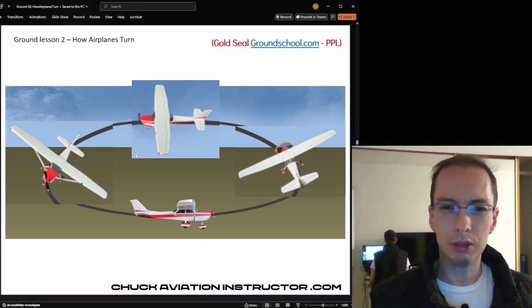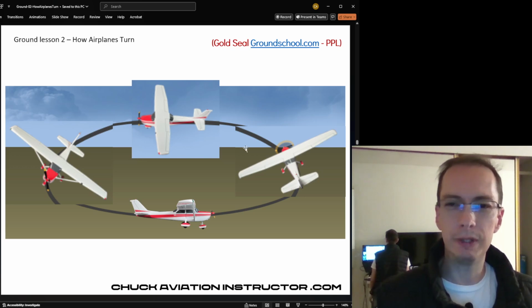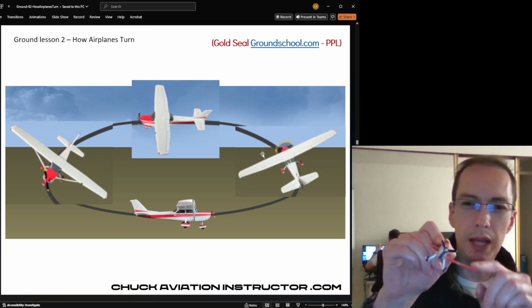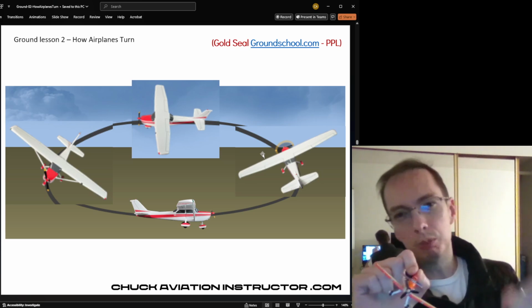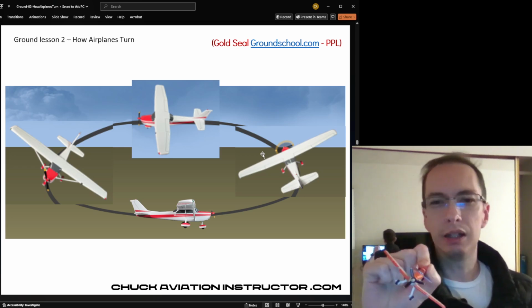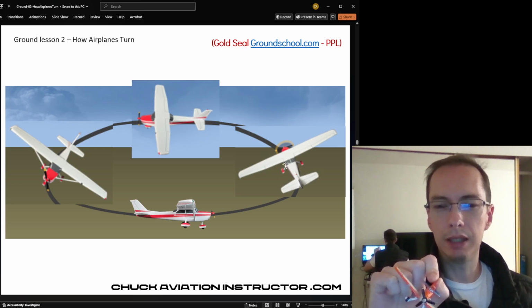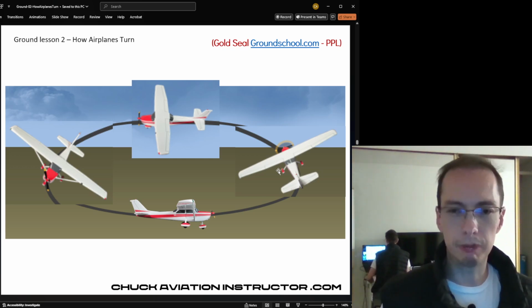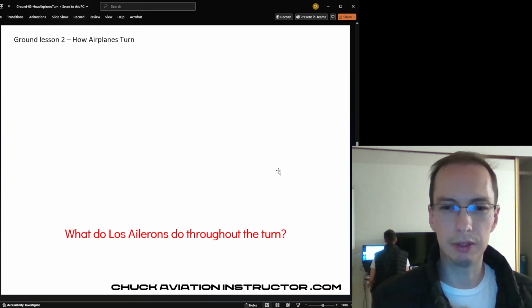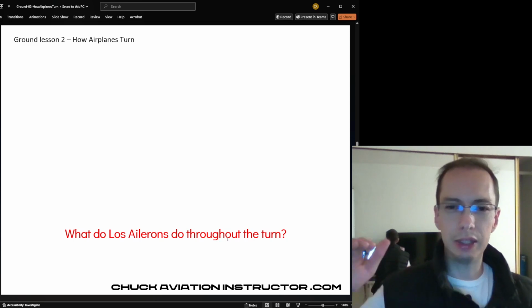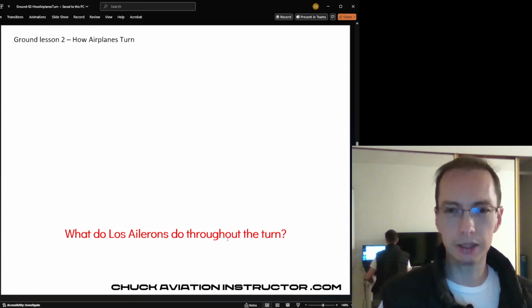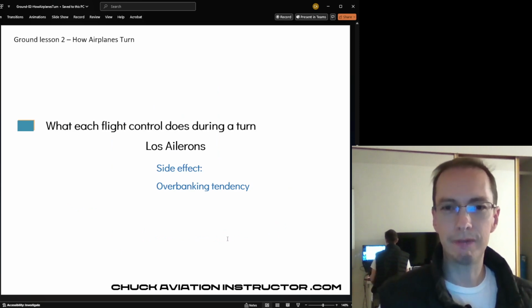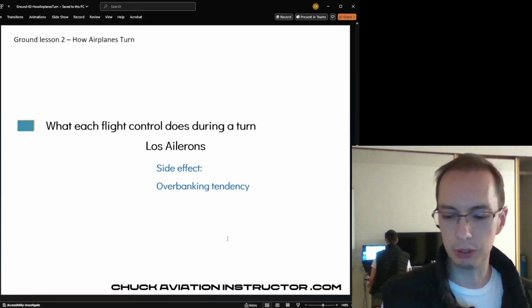If there is any deflection, it is very slight and for a very short moment of time to prevent the angle of bank from changing. If you feel that the airplane wants to bank a little further, then you will move those ailerons to the right, and that will actually prevent your airplane from banking further to the left. So what do they do throughout the turn? They stay neutral and only counteract the effects of overbanking. That's a side effect of los ailerons, particularly in steep turns.